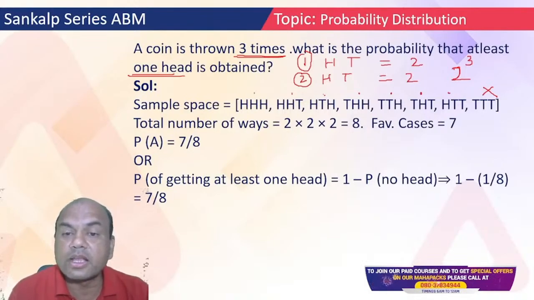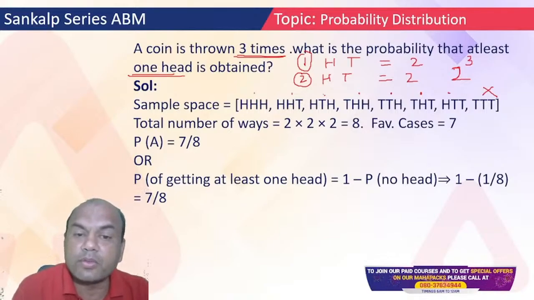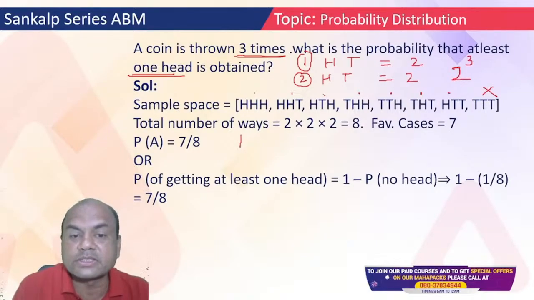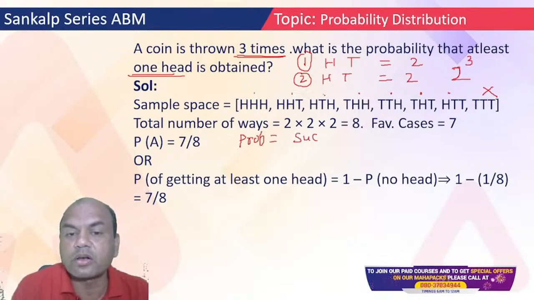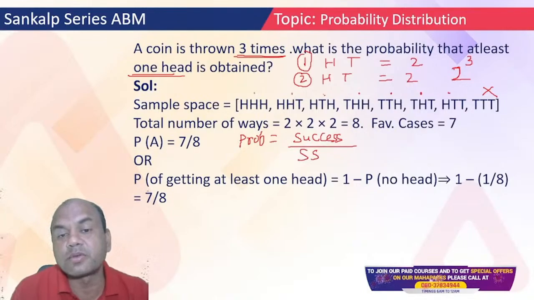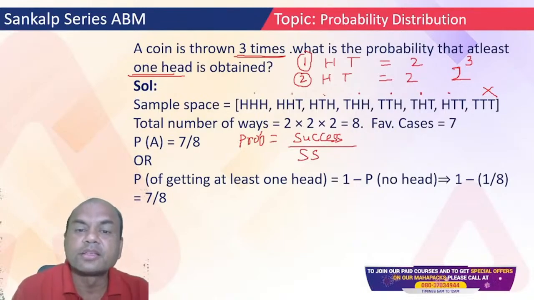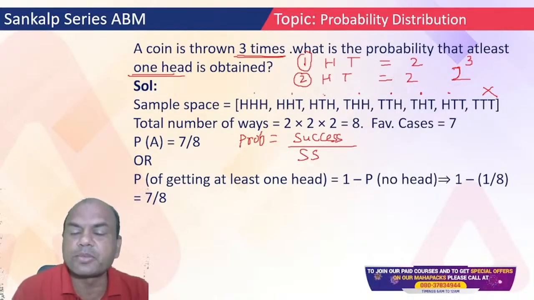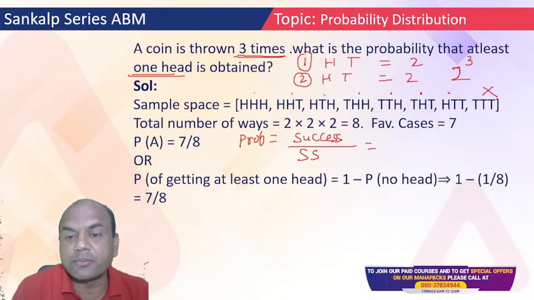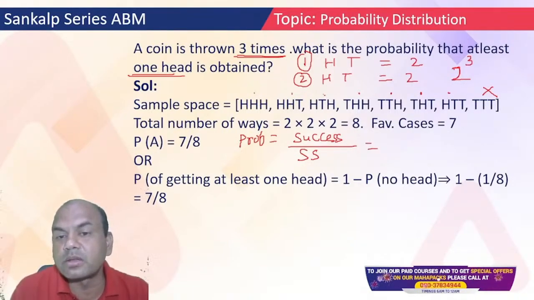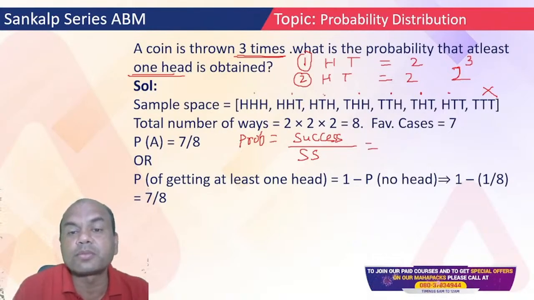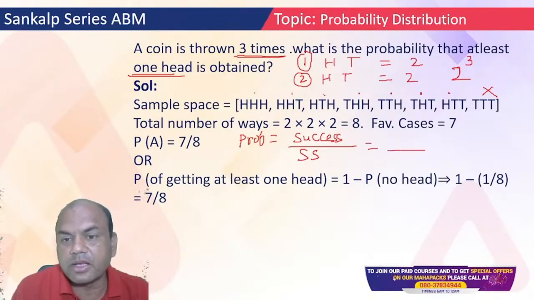So how many are the required successes over here? At least one head. So what is the formula for probability? Probability equals success upon sample space, the total number of sample points. What is the sample space over here? Sample space means total number of outcomes. So how many outcomes are there? 8.